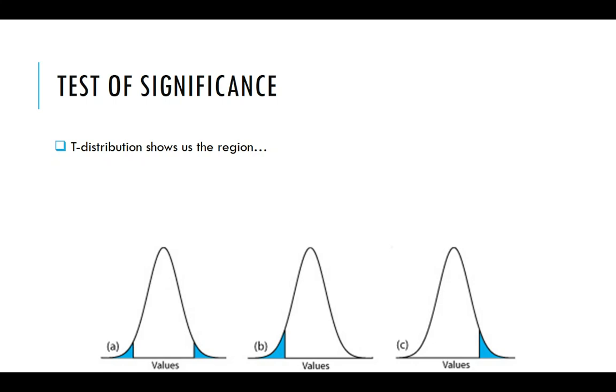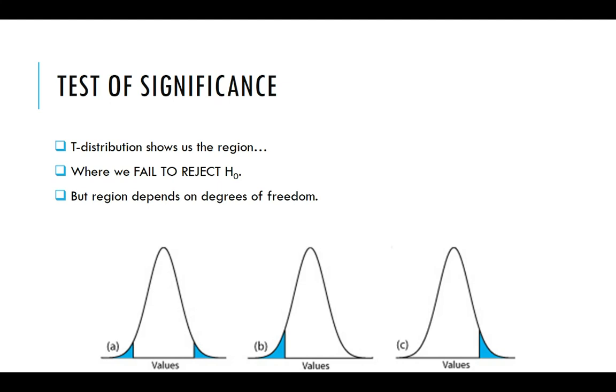The t-distribution shows us the region where we fail to reject H naught, our null hypothesis, right? So there's some probability that we fail to reject H naught. And that's going to come from an area in our t-distribution. But this region depends on degrees of freedom. So we have to revisit this idea of degrees of freedom, something that we brought up in this class a while ago. Degrees of freedom depends on n, our number of observations.